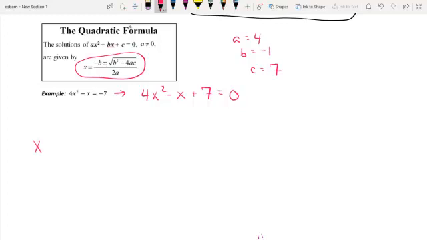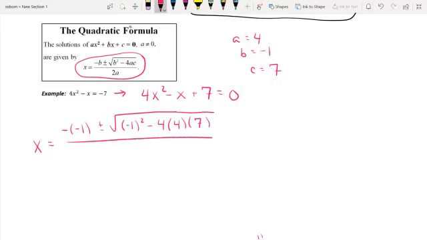So we have x equals negative b, so negative of negative 1, plus or minus the square root of b squared, so negative 1 squared, minus 4ac, so 4 times 4, so that's a, times c, which is 7. That's all under my radical. Divided by 2a, so divided by 2 times 4.